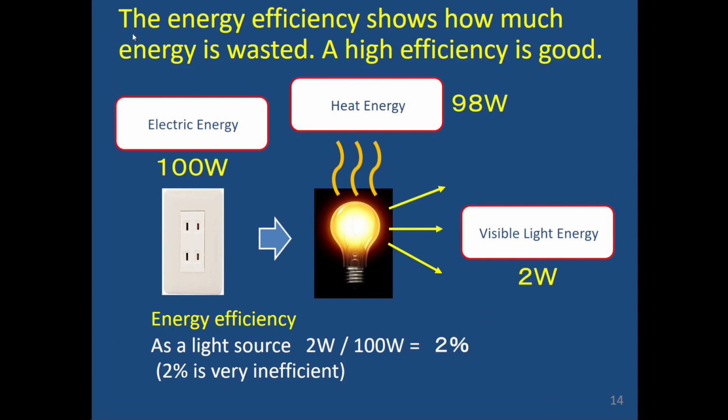So when we talk about devices or equipment, we talk about energy efficiency, and this shows how much energy is wasted. High efficiency is good. And the definition, well, maybe you can guess. We used 100 watts of electricity, but we only got 2 watts of light. So 2 out of 100, or 2 divided by 100, is 2%. It's 2% efficient, which is very inefficient.